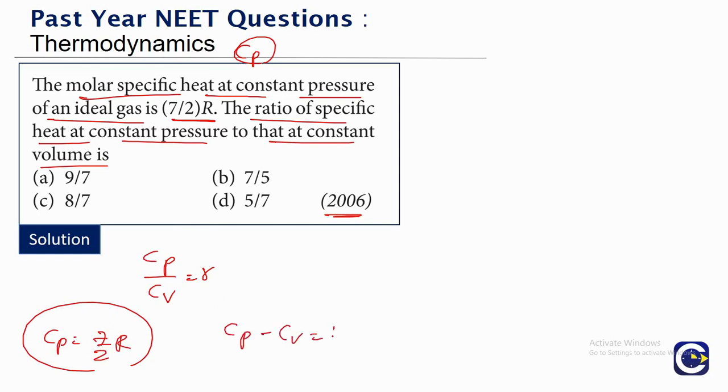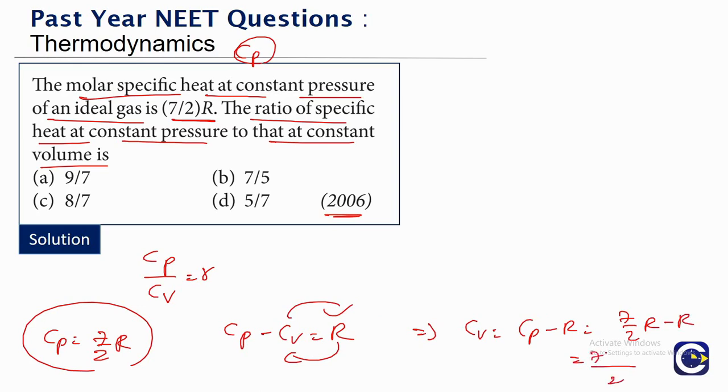So we have a relation between Cp and Cv: Cp minus Cv is equal to R. We are looking for Cv, so Cv will be Cp minus R. Cp is 7/2R minus R. Take an LCM. It will be 7R minus 2R, that is 5R/2. That is our Cv. So we're looking for the Cp by Cv ratio.